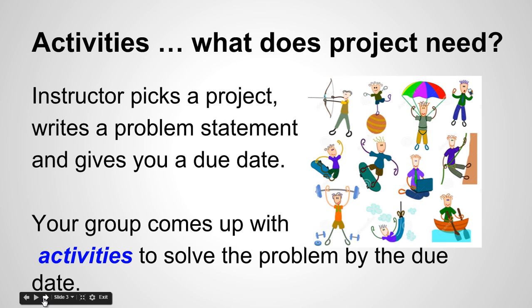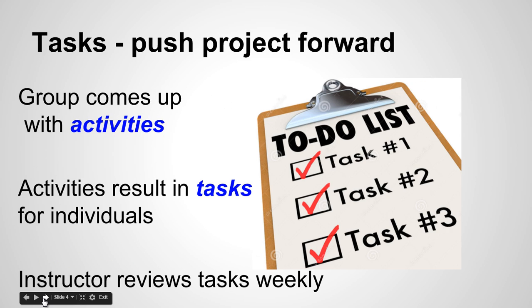Your instructor starts by picking a project. You decide to sign on to that project, or you're placed on that project. And you look at the problem statement and the due date the instructor's created. Your goal is to come up with activities to solve the problem by the due date. The activities are broken down into individual tasks. And then weekly, on the second class meeting each week, the instructor will review the tasks.